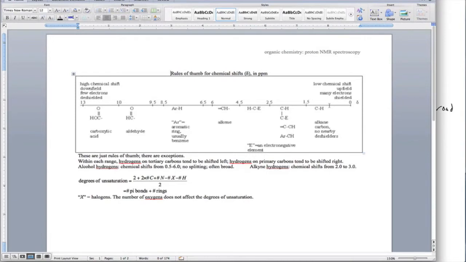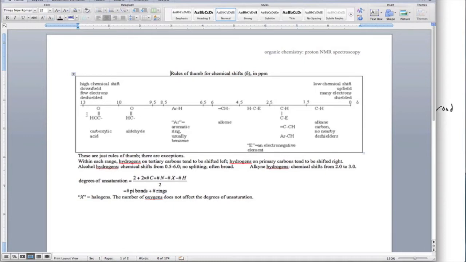What about a hydrogen that's on a carbon that's attached to an electronegative element? They tend to be in this region, 2.5 to 4.5. And you can even be a little bit more precise than that. What about if you're one carbon away from the electronegative element? Then that tends to be in the middle here, say from 1.5 to 2.5. Now, these are not hard and fast rules, but they do frequently come up.